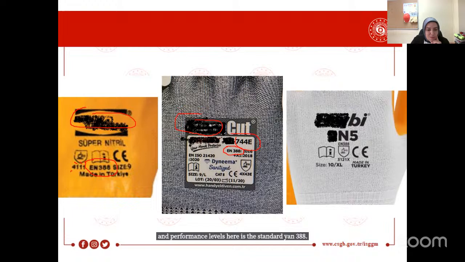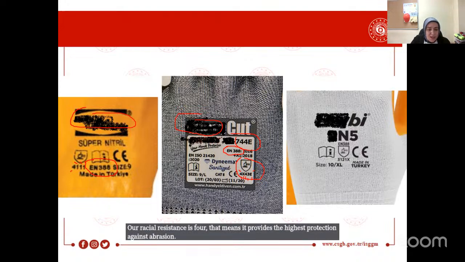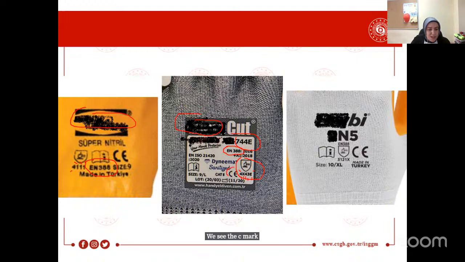Here is the pictogram. We see values 4, X, 4, 3, and E. Last one is TDM cut resistance. First one is abrasion resistance. Abrasion resistance is 4. That means it provides the highest protection against abrasion. We see the CE mark, production date, and size. And this is the general standard that every glove should meet requirements, EN 21420. And last one is, again, brand, model, standards, performance levels, and CE mark.